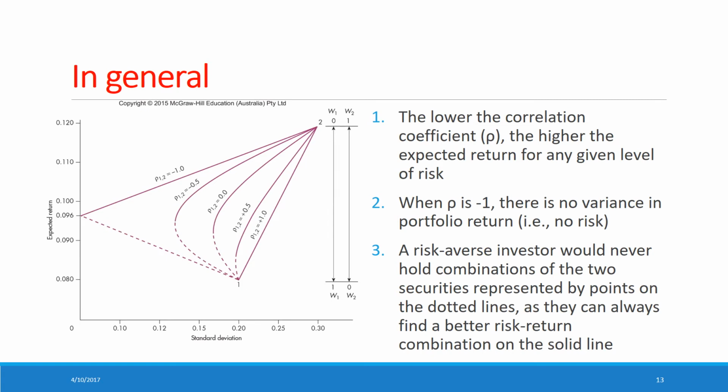So to generalize, on this graph, what we see is different combinations of portfolios at different levels of correlations. So our first observation is the lower the coefficient, the higher the diversification benefits, or the higher the expected returns for any given level of risk. Right. When rho is -1, this is when we have 0 risk, right? So no variance in portfolio returns.